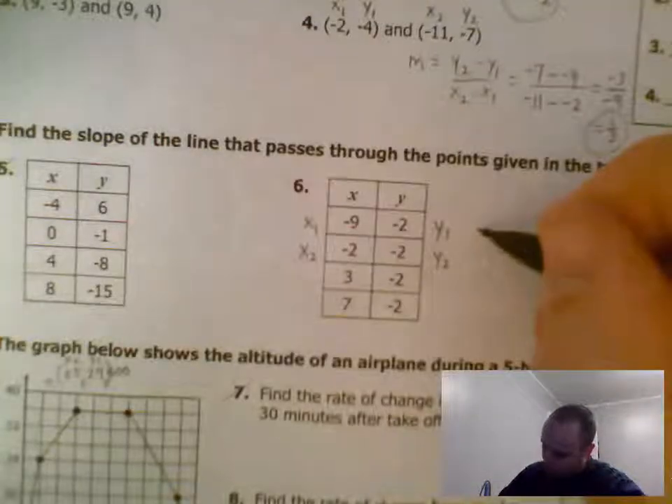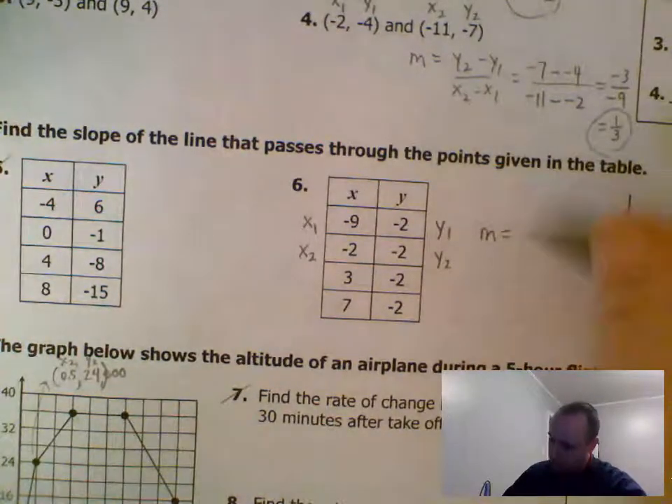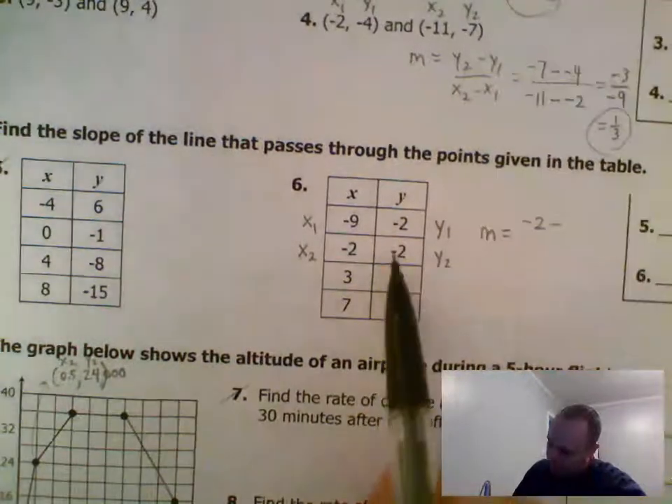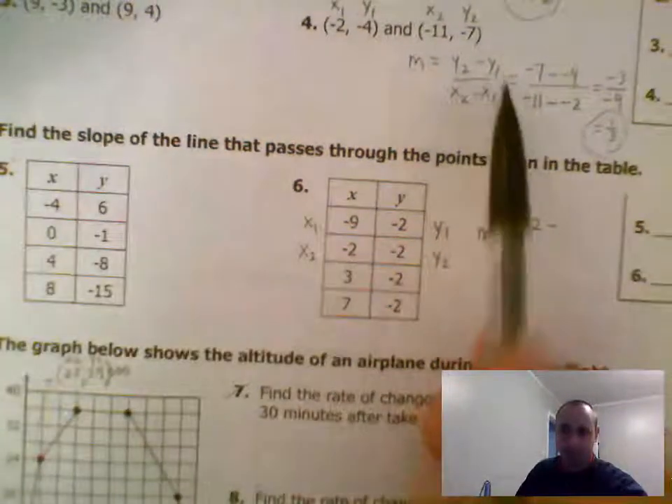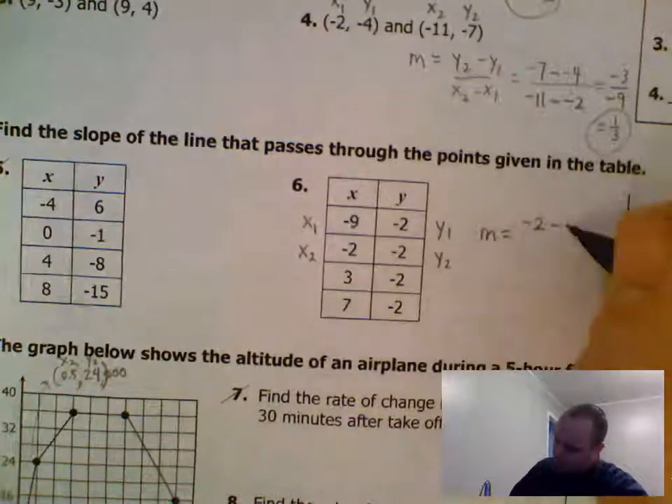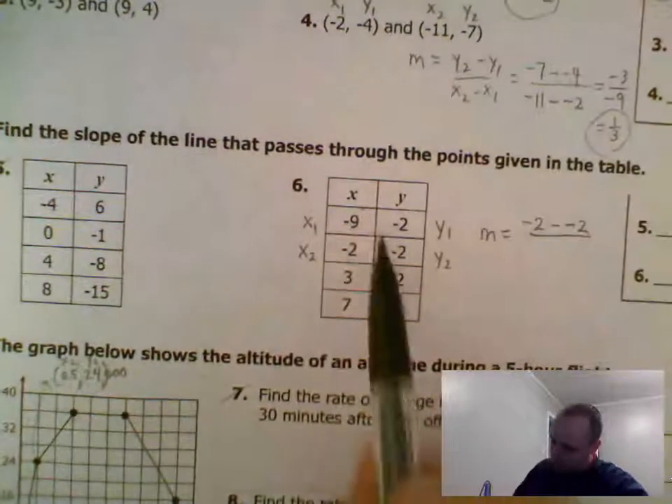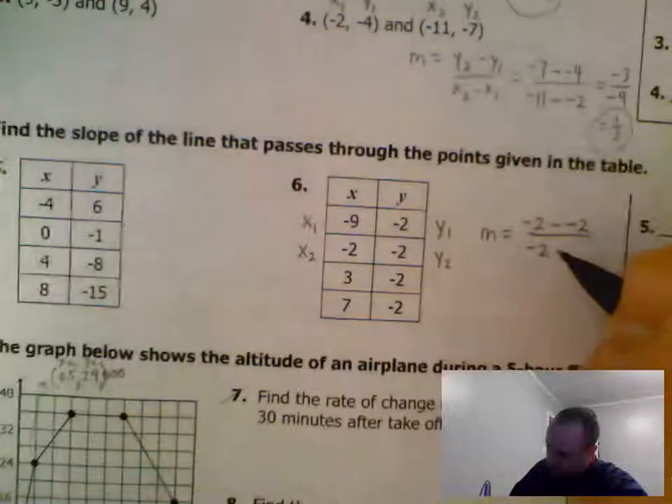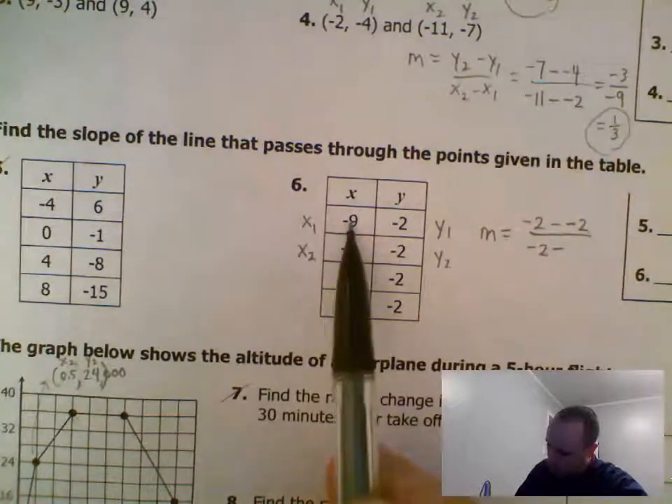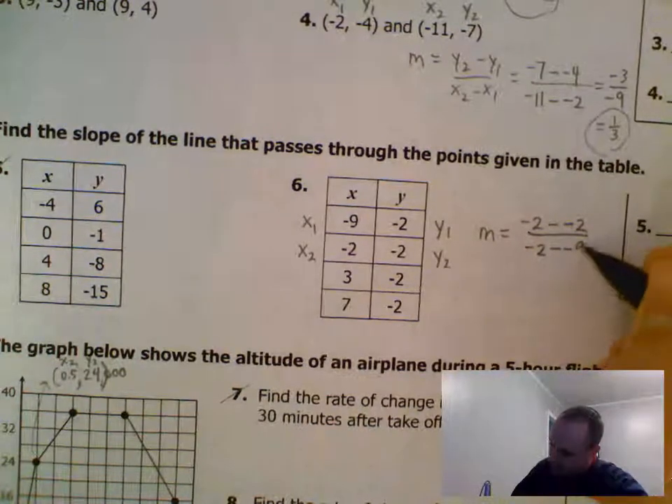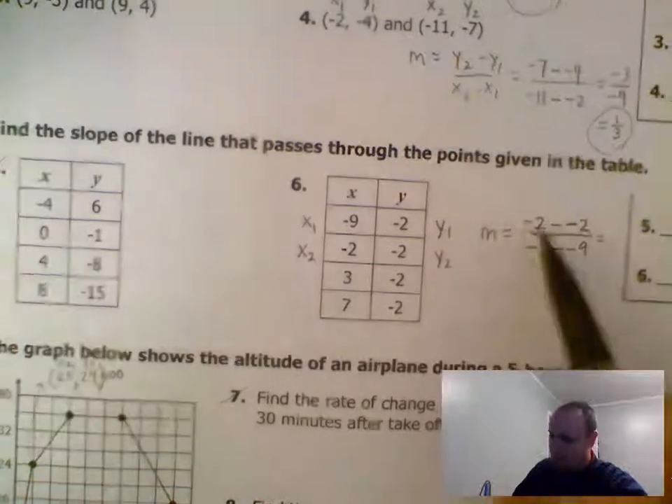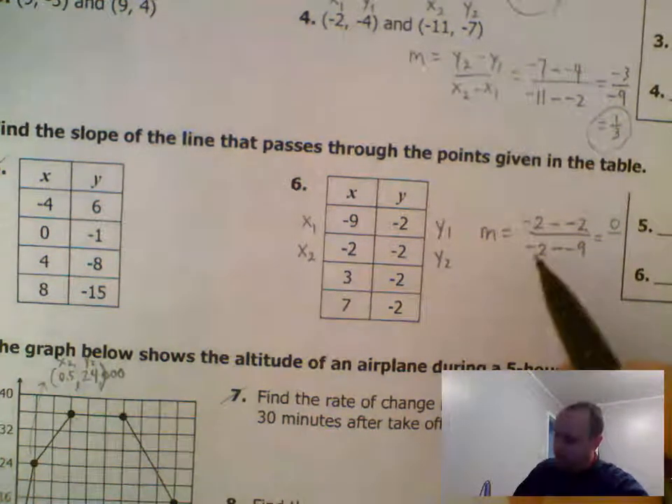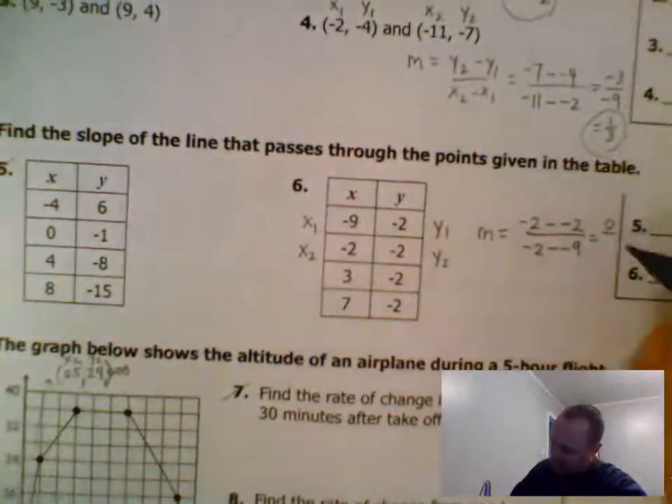So when we do our formula, y2 minus y1, I'm just using the formula from up here, over x2, which is -2, minus x1, which is -9. So on the top, we're going to get -2 plus 2, or 0. On the bottom, we're going to get -2 plus 9, which is 7.